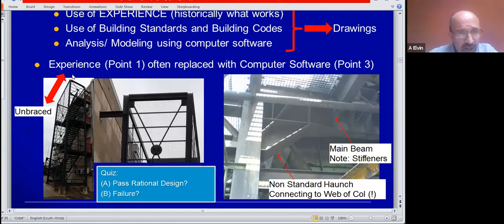Has this passed rational design? The answer is no, it has not passed rational design. There's no bracing in this plane of the frame, the multi-floor frame. So it has not passed rational design. But hang on, why hasn't it fallen over? It hasn't fallen over because, well, it hasn't fallen over. The structure doesn't have to fall over for it not to pass rational design.